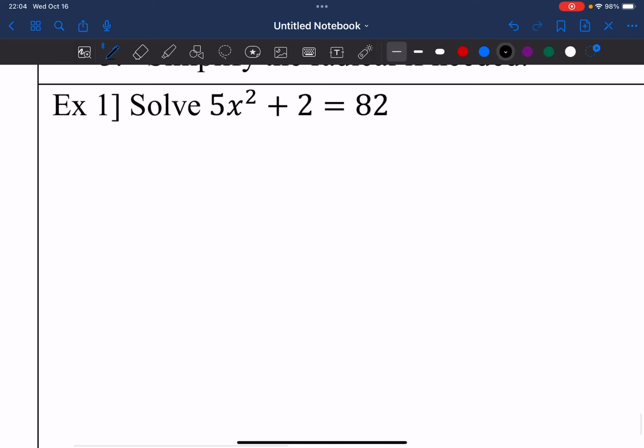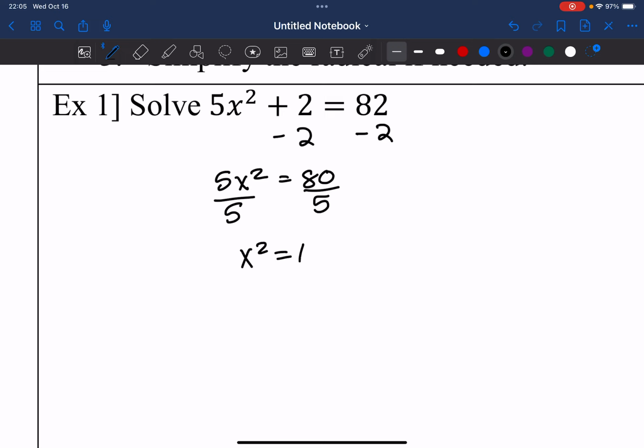Okay, so looking at number 1, we first have to isolate our square. So I'm going to first subtract the 2 over. So I have 5x squared is equal to 80. Then I'm going to divide by 5. 80 divided by 5 is 16. So I have x squared is equal to 16.